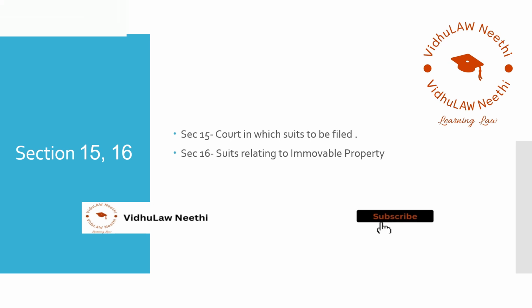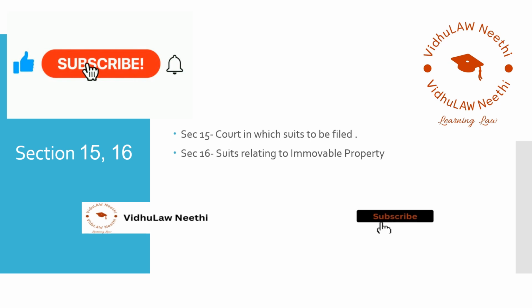Now let us go to Section 16, relating to immovable property. Cases about immovable property like land, buildings and houses must be filed in the court whose local limits cover the property. It covers recovery of the property, partition of the property, enforcement of a mortgage, determining rights in the property, and compensation for wrongs to immovable property.